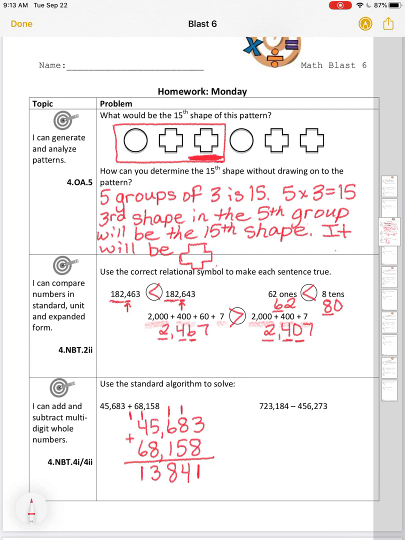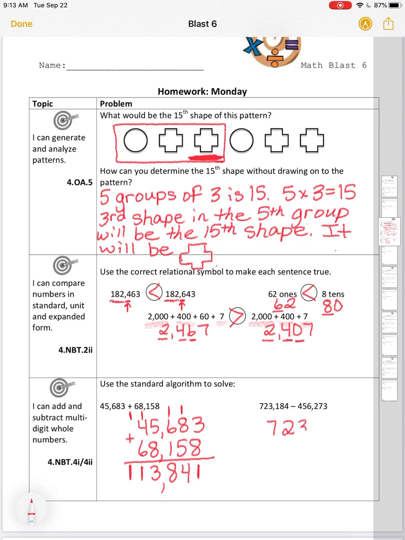1 will stay, 10 will bundle and make 100,000. And that added to nothing else will be 1 in the 100,000s place. So my answer to the addition problem, my sum, is 113,841. Now we're going to subtract, so we're finding a difference.